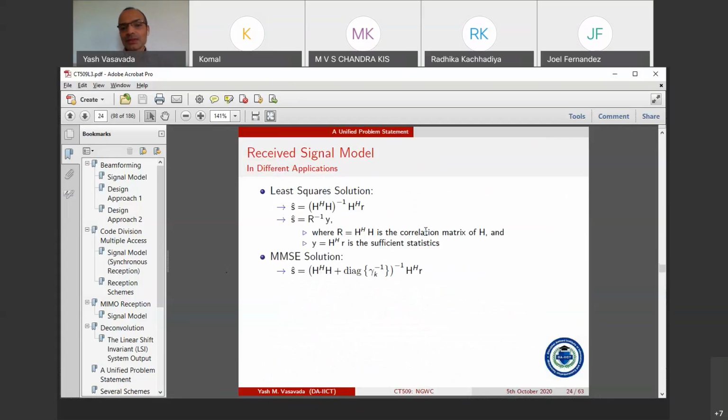I mean, two solutions plus the SUMF. The SUMF is just H Hermitian r, which is this vector y of sufficient statistics. I should actually explicitly write the SUMF as the first solution, the simplest of all. Okay, so that is a unified treatment of many different problem domains.